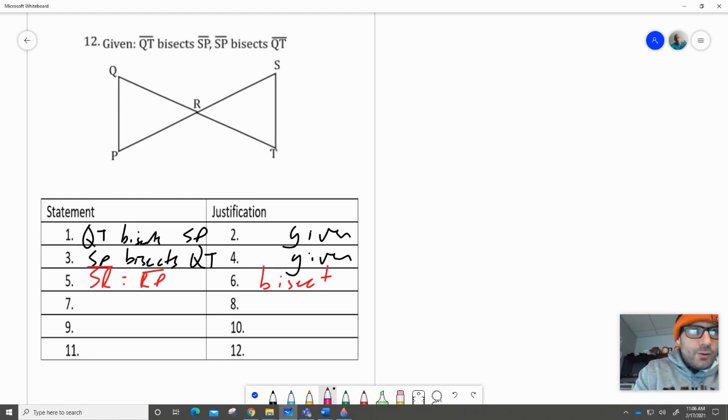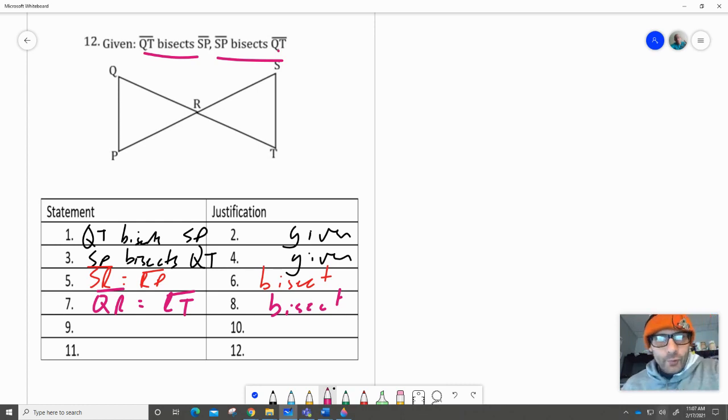Likewise, QR has got to be congruent to RT because SP is bisecting QT. So QR is congruent to RT for the same reason, by the definition of bisect. We have 2 bisect things here. SP is being bisected by QT, and QT is also being bisected by SP, so they bisect each other.